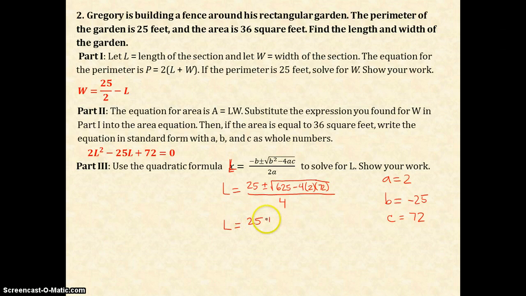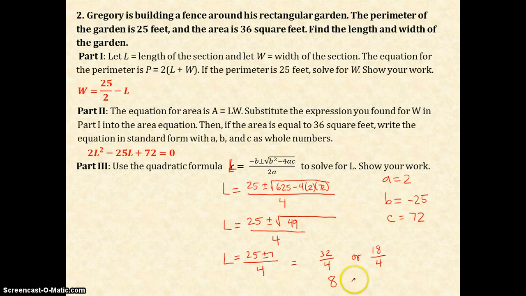So this is 25 plus or minus the square root of 625 minus this. If you ask your calculator, it tells you 49. And then we got L equals 25 plus or minus 7 over 4. Well, 25 plus 7 is 32, so 32 over 4, or 25 minus 7 is 18 over 4. So this is 8 or 4.5.